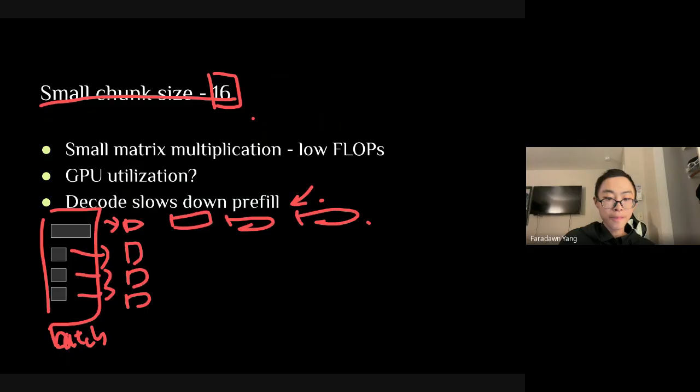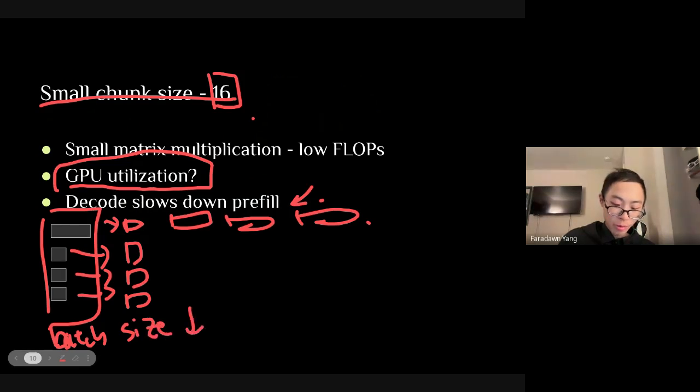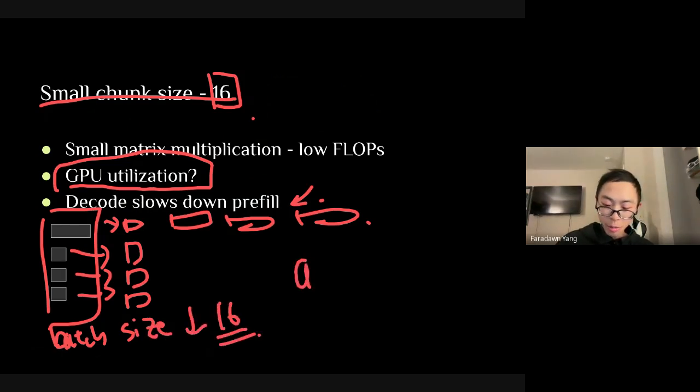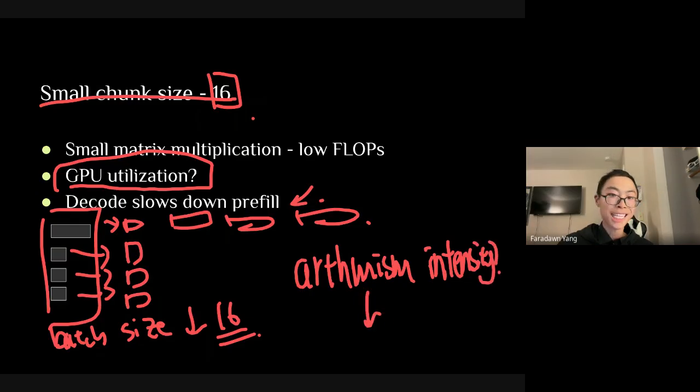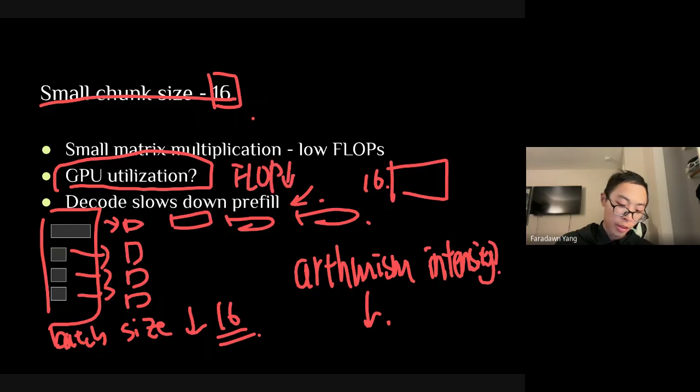What else? What about GPU utilization? Since the batch size is small, only 16, the arithmetic intensity will go up or down? It will be drastically reduced, right? Since the matrix is very small, the FLOPs will go down and the GPU will be unhappy. Very low throughput.